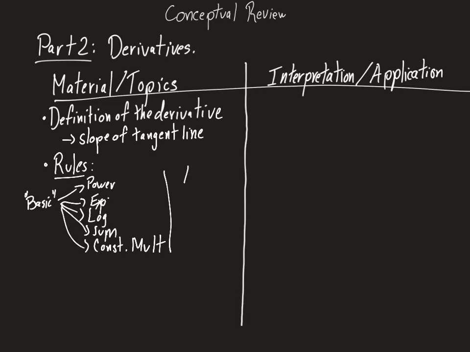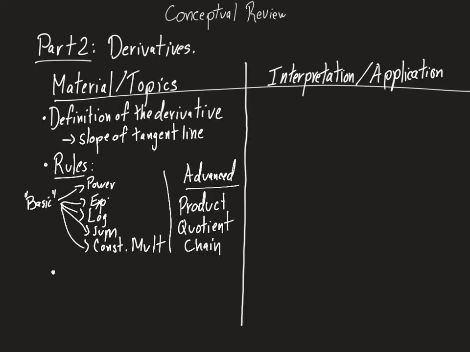And then we went over the advanced rules. Which are the product, the quotient, and the chain. Those are all the rules that we covered. And we just did basically a full chapter where the only thing that we did is learn rules for calculating derivatives. That's basically all we did.